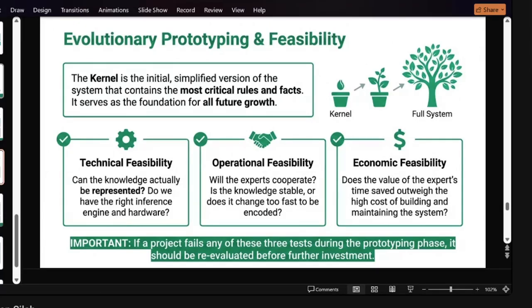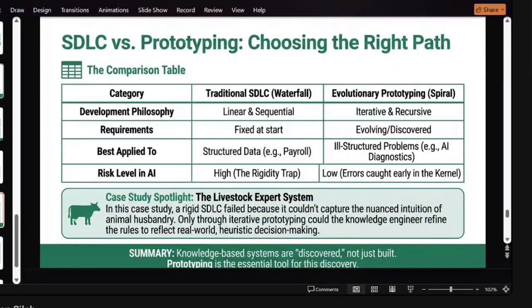We have SDLC versus prototyping, choosing the right path. We have category number one, development philosophy, where the traditional SDLC is linear and sequential. We have evolutionary prototyping, it's iterative and recursive. The next category is requirements, fixed at start. The evolutionary is evolving.